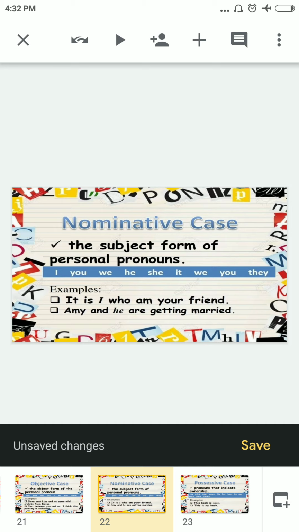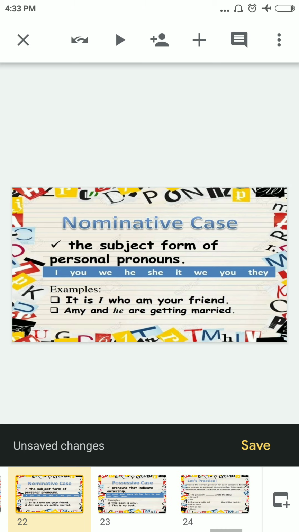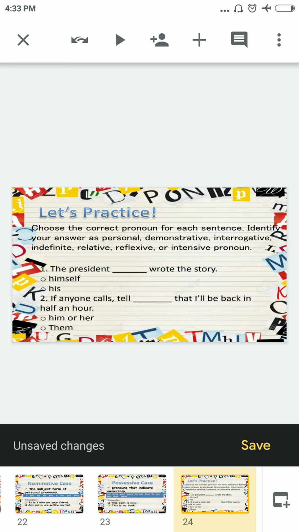So here, it is I who am your friend. Amy and he are getting married. So here we are able to see that we are nominating the subject, these pronouns in the place of our subject. So that is the reason they are known as the nominative case.